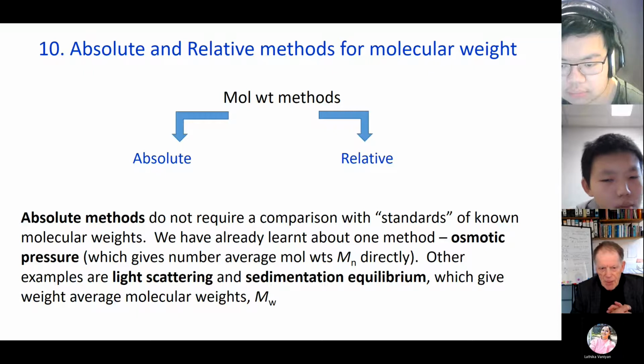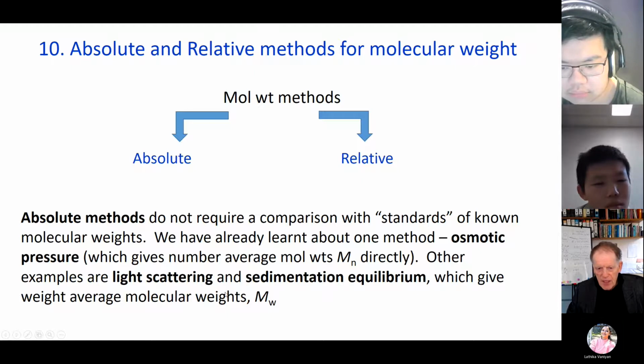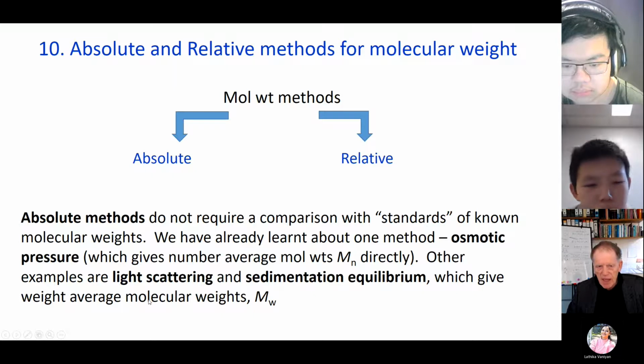And other examples of absolute methods include light scattering, the total intensity light scattering, the SEC-MALS device I showed you last week, and sedimentation equilibrium using the analytical ultracentrifuge. And these are methods which give the weight average molecular weight. So you're not required to know these methods in any detail, just to know that they give the weight average molecular weight. And you need to know this one because we've covered that in the lecture. So these are absolute molecular weights, not relying on comparison with standards.